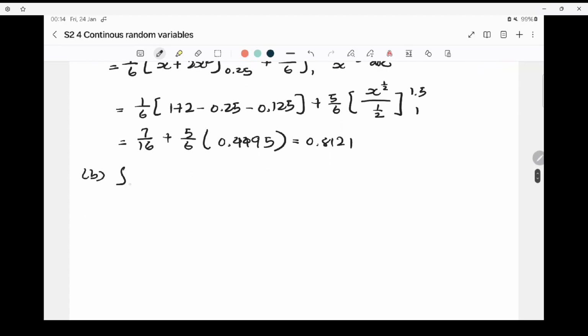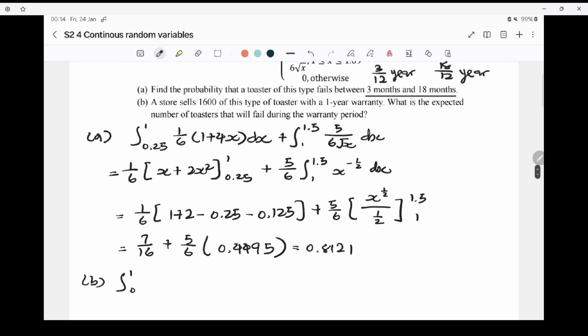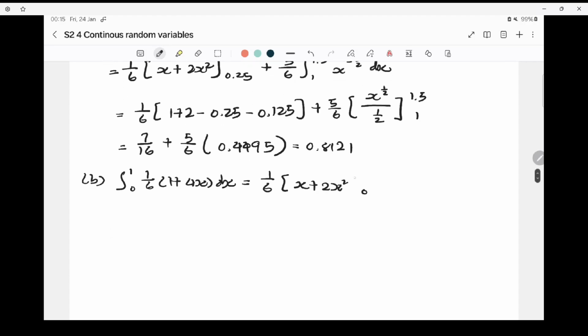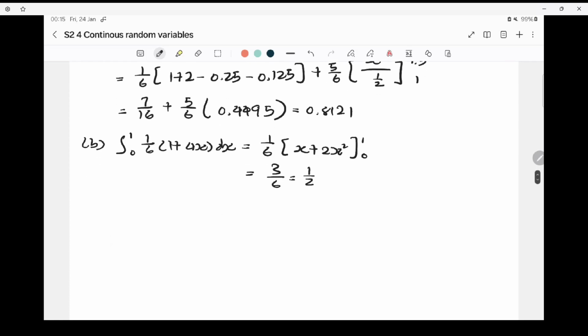So integrating the same thing from 0 to 1, 1 over 6, 1 plus 4x dx. So this will give you 1 over 6 times x plus 2x squared, from 1 to 0. When you substitute 0, you know that this is 0. So what you have is 3 over 6, which is 1 over 2. So this is the probability that within 1 year the toaster will fail.